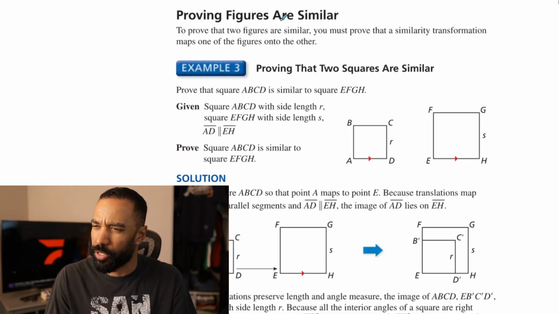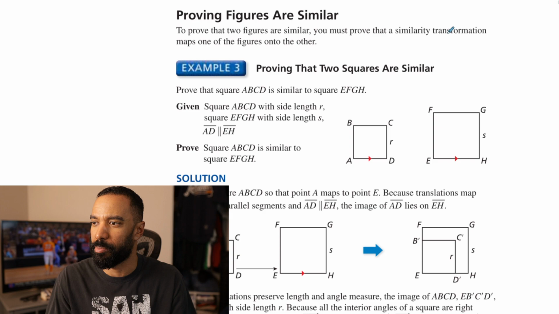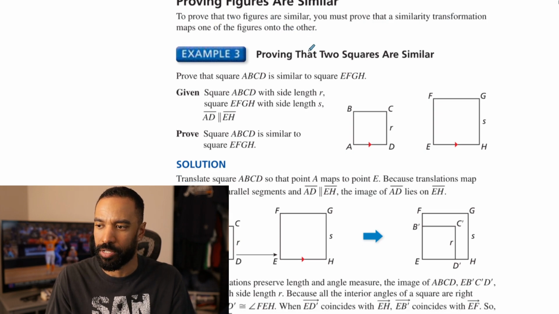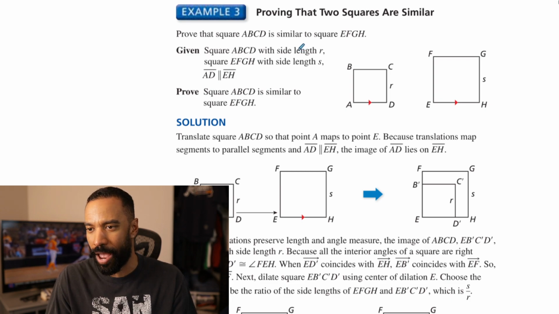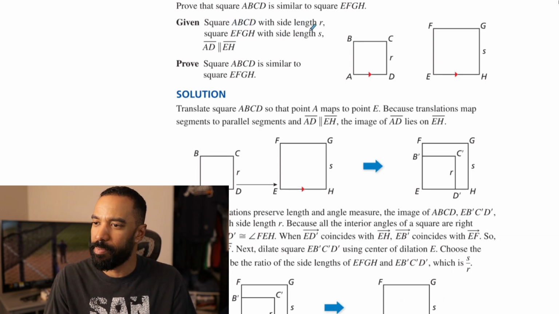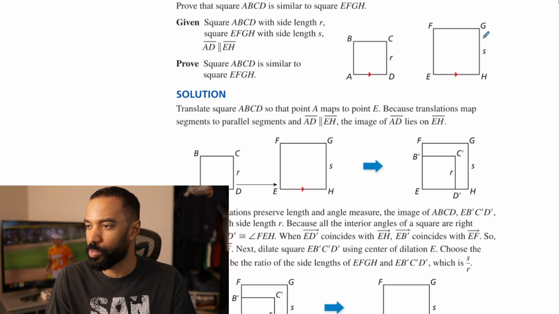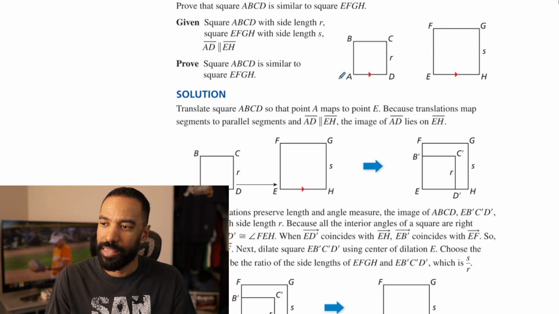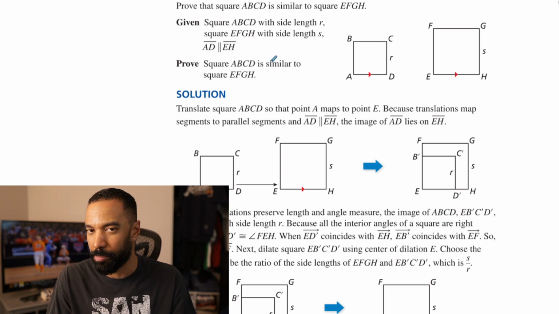Proving figures are similar. Again, kind of interesting because we'll do it with triangles in future sections. But to prove figures are similar, you must prove a similarity transformation maps one of the figures onto the other. Okay, so it sounds like we're doing the transformations but not on graphs. Given square ABCD with side length R and square EFGH with side length S, and these two are parallel, AD and EH, prove that these two squares are similar. Now they tell you they're squares, which is probably important.